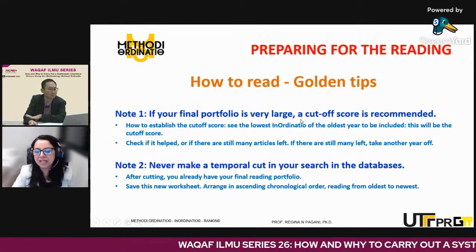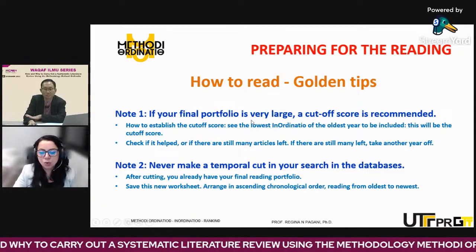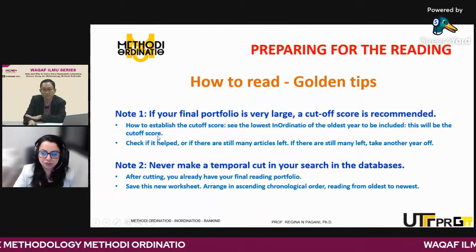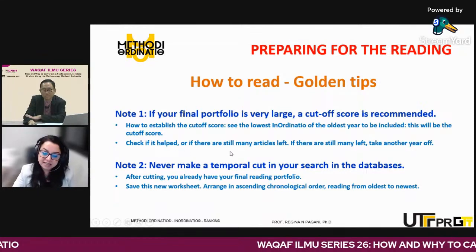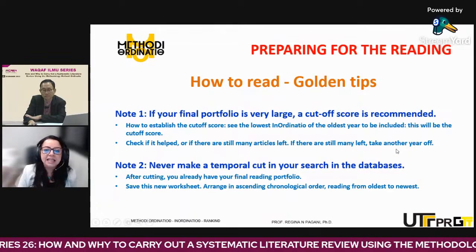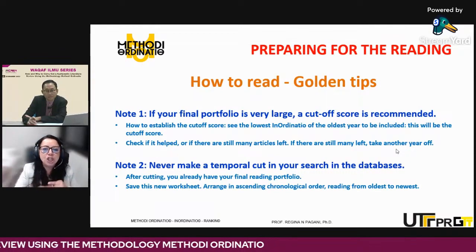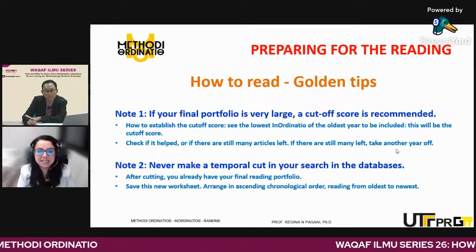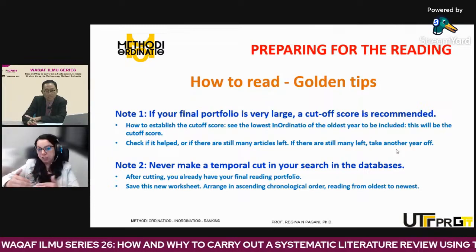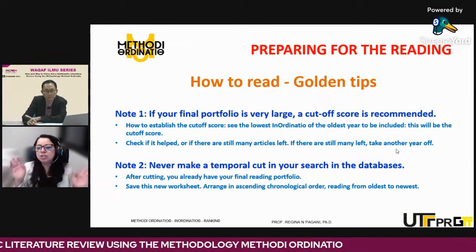If your final portfolio is very large, a cutoff score is recommended. So how to establish the cutoff score? See the lowest Ordinatio of the oldest year to be included. This will be the cutoff score. Check if it helped, or if there are still many articles left. If there are many left, take another year. Like I want to read from 2019 here. So what is the lowest Ordinatio of 2019? The lowest is the cutoff score. All the papers that have a score lower than this, you will eliminate. It's an option. I don't want to make any cutoff.